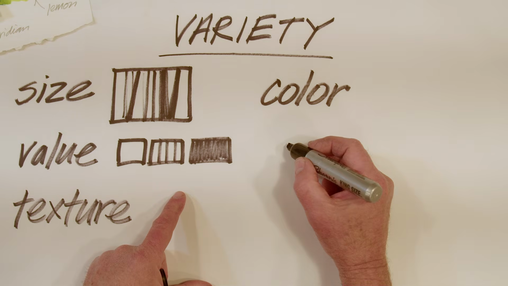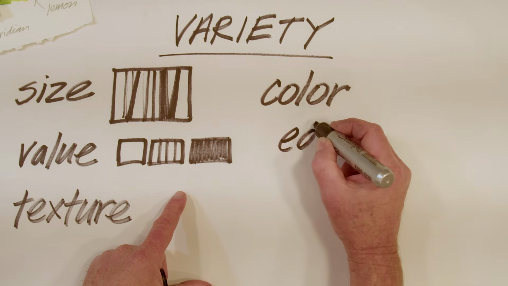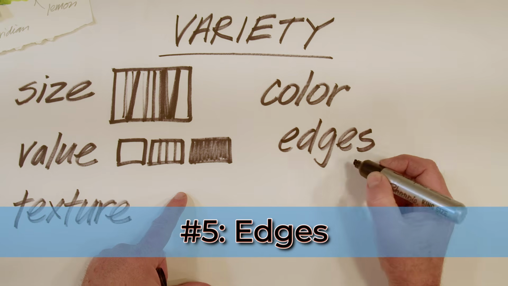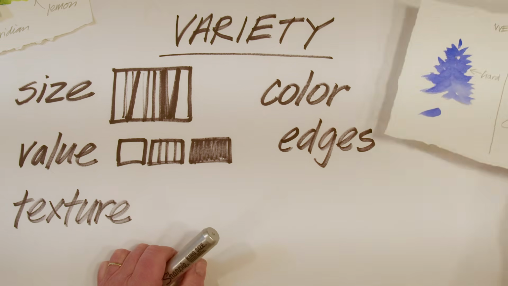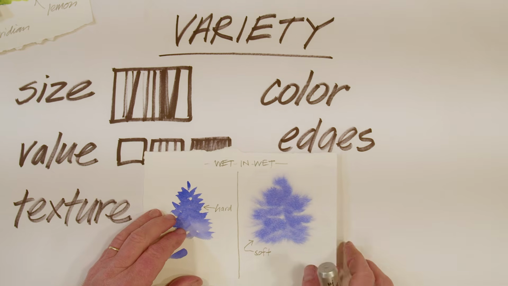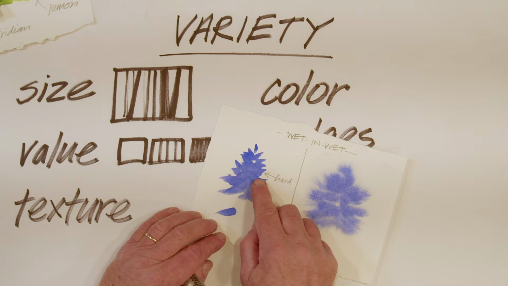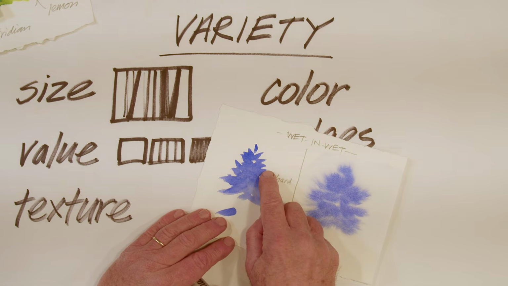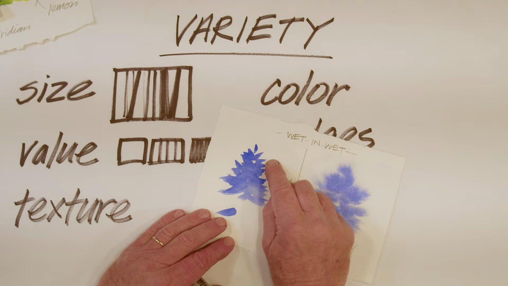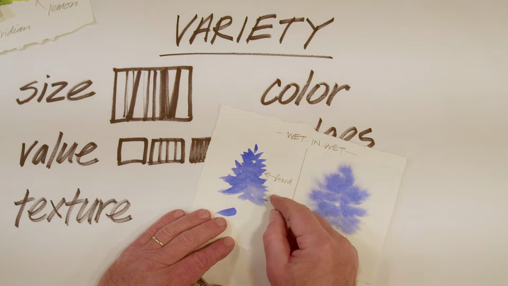The fifth thing that we can provide some variety with is the kind of edges that we have. Edges are where one shape comes up against another shape, or one color comes against another color. Remember when we did our wet in wet, we made this little tree on dry paper, and as we did that, the brush strokes stayed where we put them. The paper was dry, the paint just stopped right where we stopped. That's the way it works with watercolor paper.